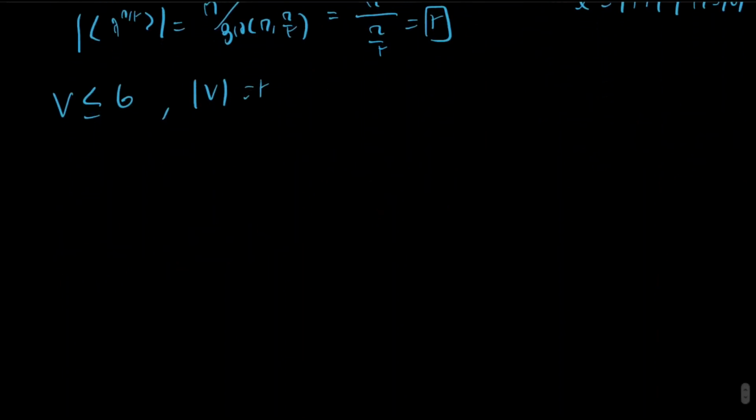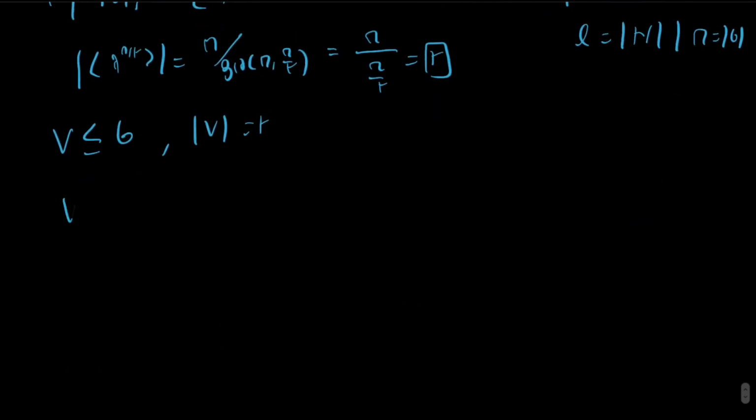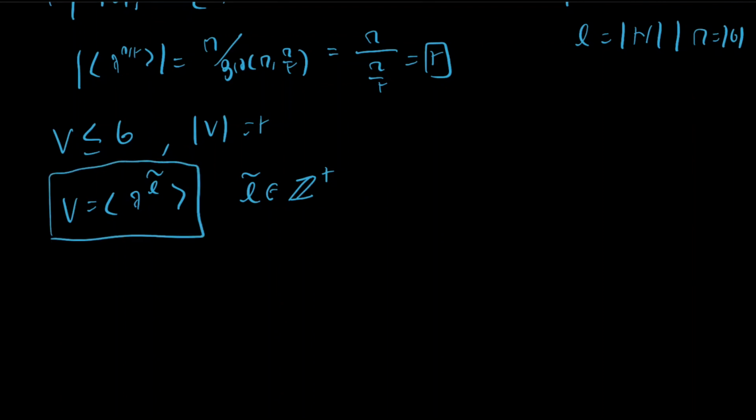By the previous theorem and by a fact that we used in proving this first assertion too, we know that V can be written as A to the L tilde, where L tilde is a positive integer, and remember, L tilde is the least positive integer such that A to the L tilde is in V, and so V can be written in this cyclic manner. We have now supposed that R is the order of V, in other words, the order of this group here.